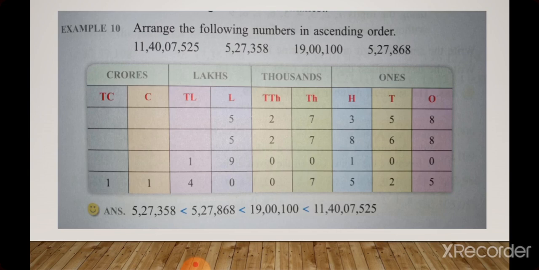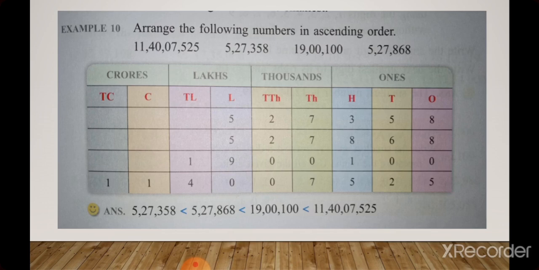So there is one example. Arrange the following numbers in ascending order. They gave some numbers. First one is 11,40,07,525. And the second number is 5,27,358. And next number is 19,100,000. And next number is 5,27,868. So first write down the digits of each number.